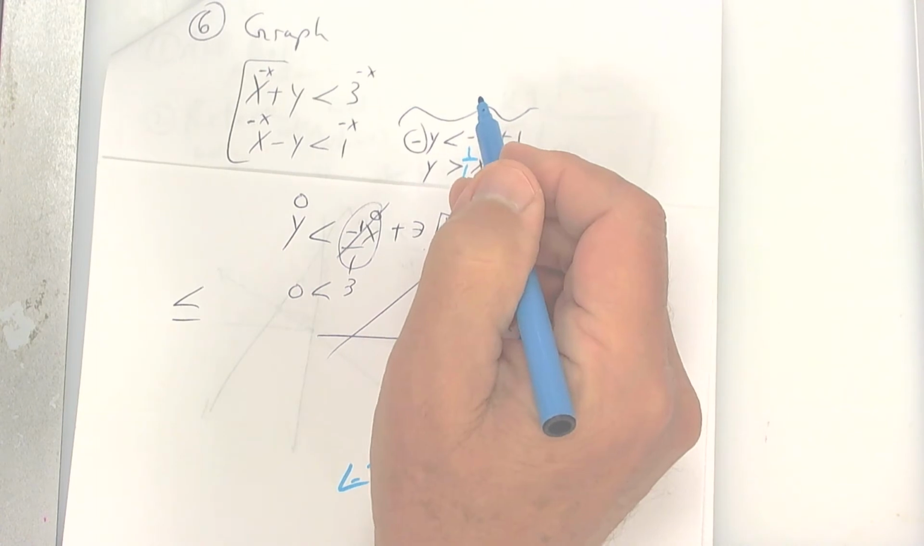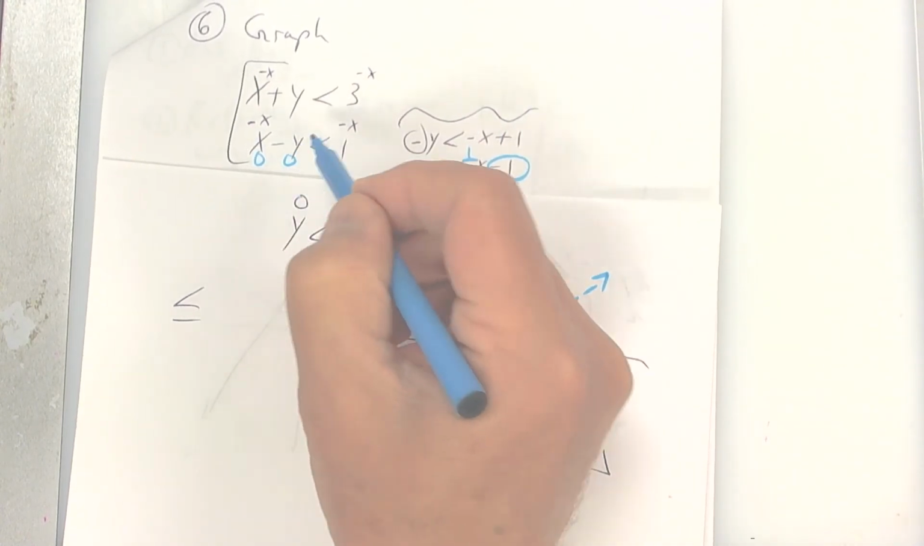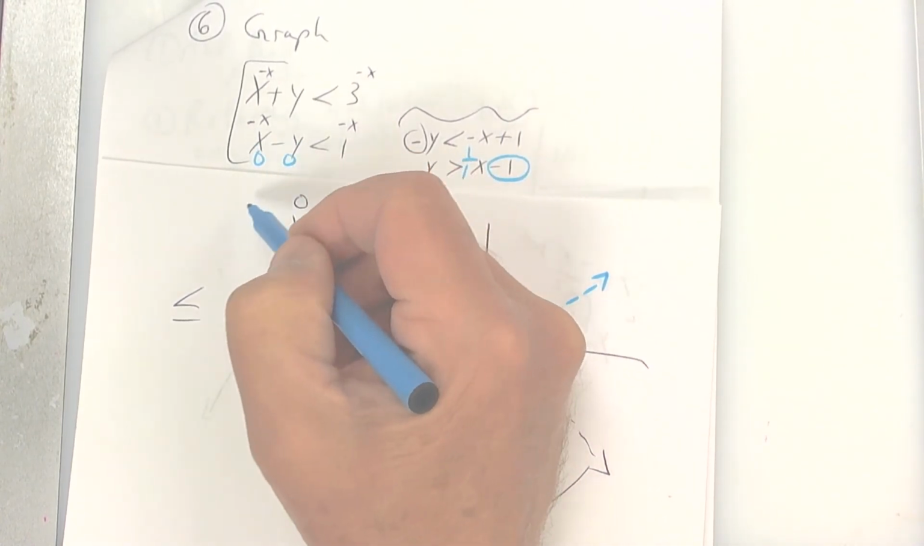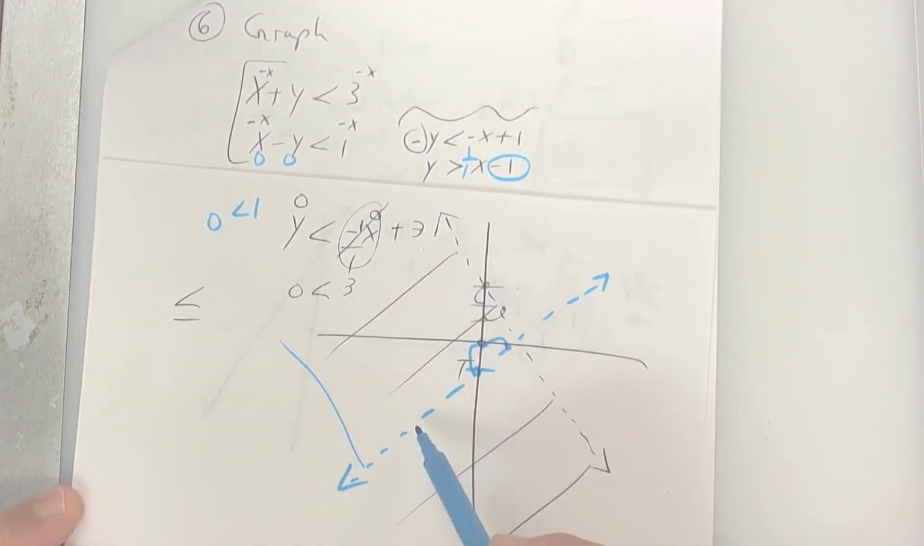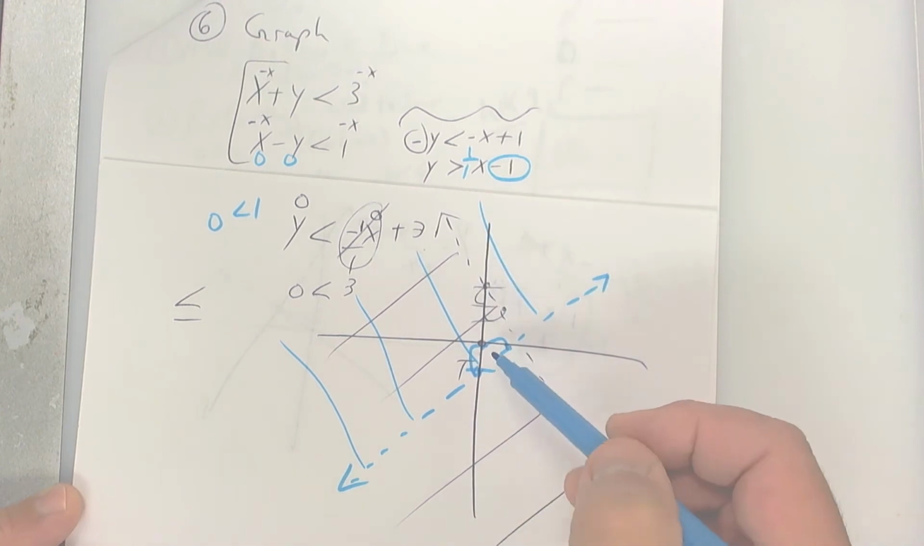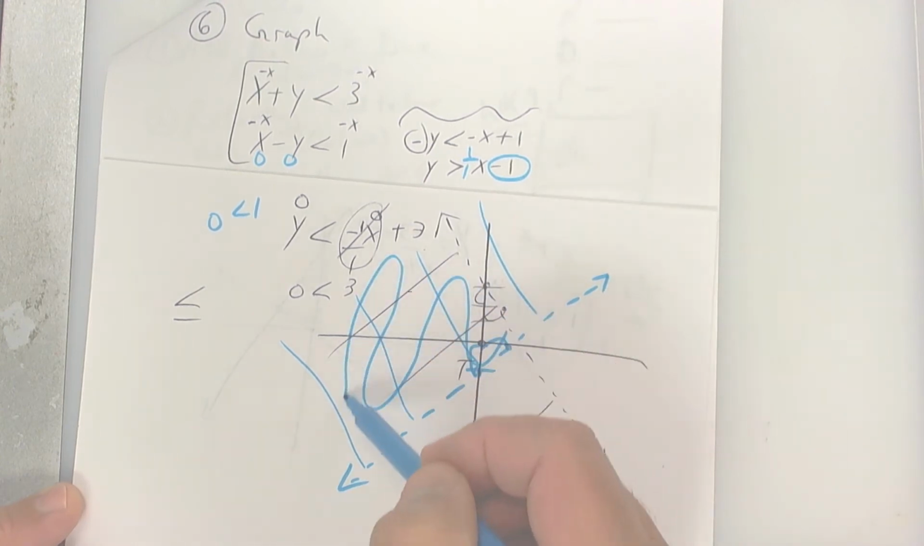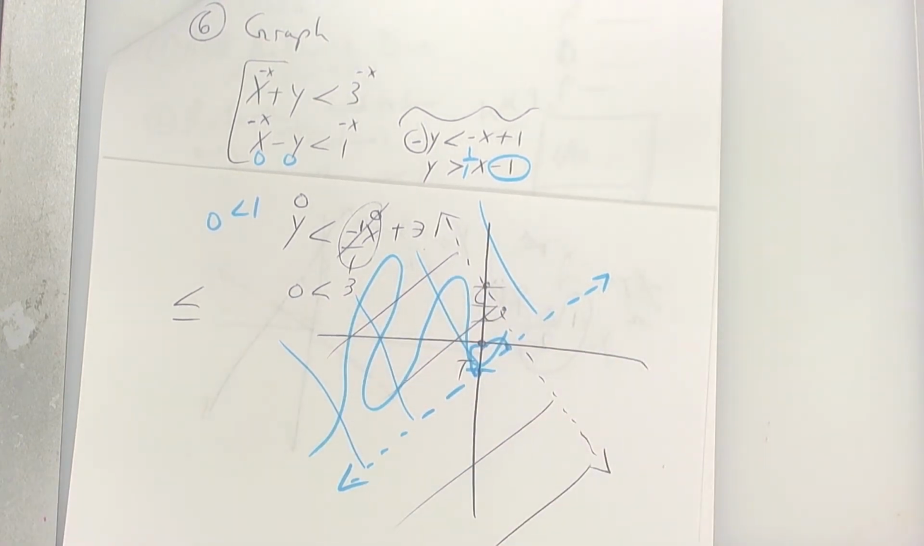Okay, so if you put 0, 0 in here, and I'd go back to the original, I get 0 is less than 1. That's true. So this one you're going to color this way, and where they overlap, which is right up in here, is your solution. And that's how you do it.